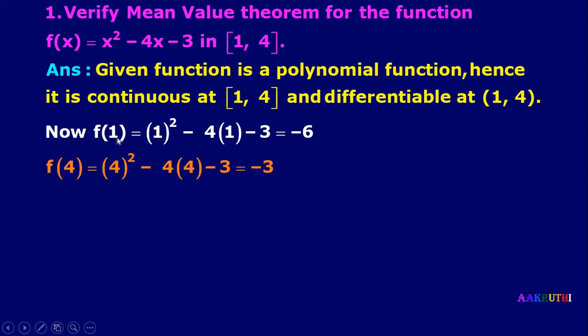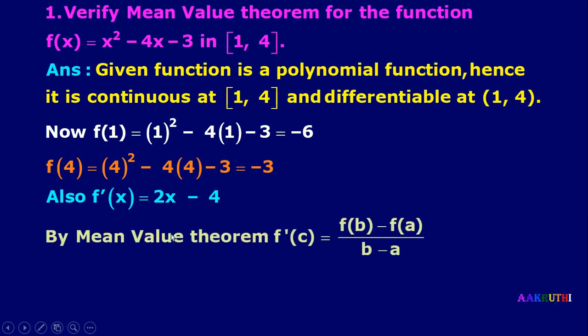In the mean value theorem, f of a and f of b may not be equal. So here f of 1 is minus 6 and f of b is minus 3. They are not equal. So here we can apply the mean value theorem. Now first we differentiate the given function. Now f of x is x square minus 4x minus 3. When we differentiate that we get f dash x. The differentiation of x square is 2x and the differentiation of 4x is 4. So therefore f dash x is 2x minus 4.